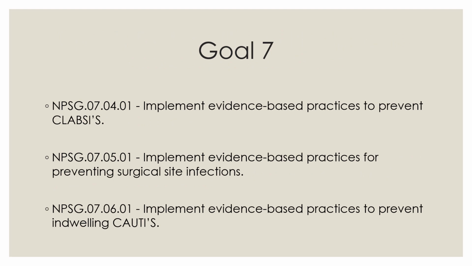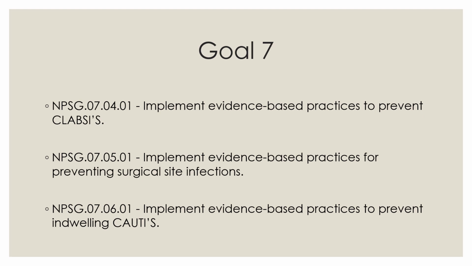The third component for Goal 7 is to implement evidence-based practice to prevent central line-associated bloodstream infections. To do this, you must be educated and provide education to your patient. Follow facility policies and procedures to reduce the risk of infection. Perform hand hygiene prior to manipulating the central line. Evaluate the central line routinely and remove non-essential catheters.